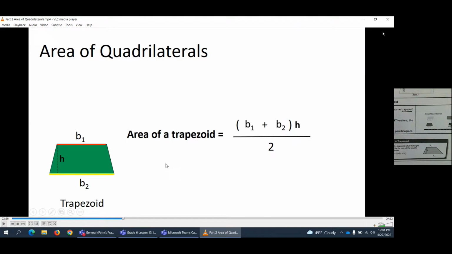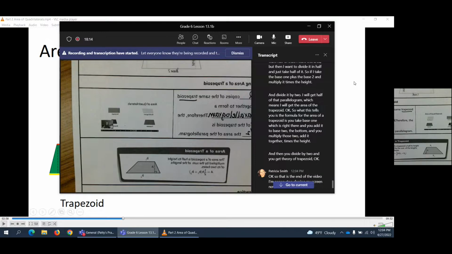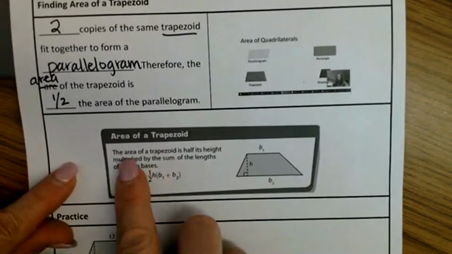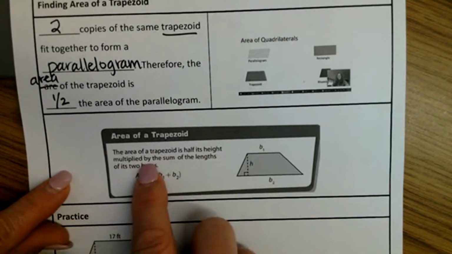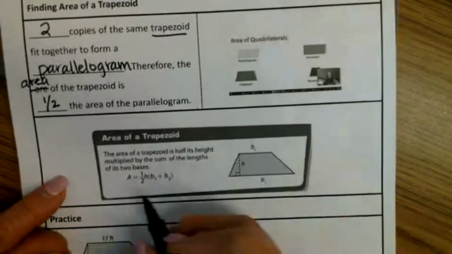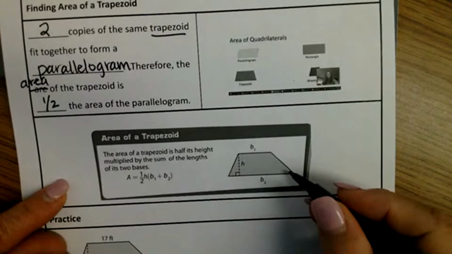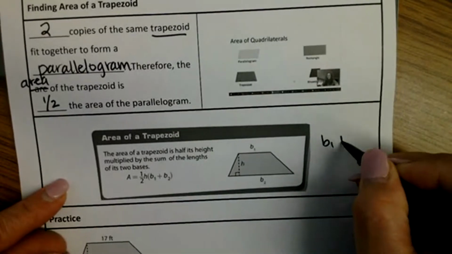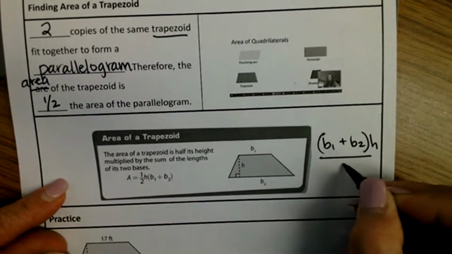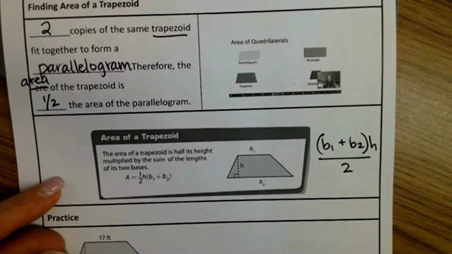Okay, so that is the end of the video. I'm going to stop sharing my screen now, and we're going to go back to our notes. So we are back to the notes. You can see there, we're not screen sharing and we're not watching the video anymore. So here you have the formula. The area of a trapezoid is half its height multiplied by the sum of the lengths of its two bases. Basically, it's B1 plus B2 times the height divided by 2. That's the area of a trapezoid.